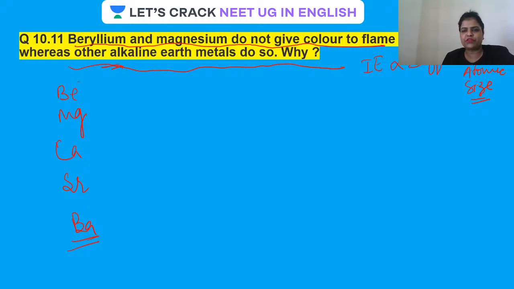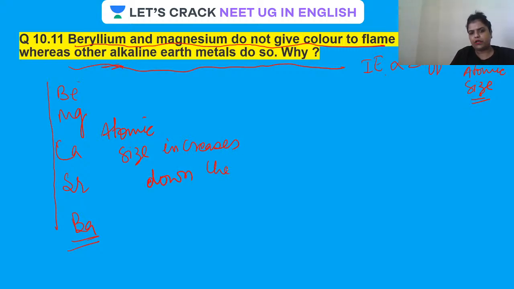Come on, guys, all your eyes on the screen. Ionization energy is directly proportional to Z effective, which is further inversely proportional to atomic size. And you guys know very well that as we move down the group, atomic size increases down the group, which is inversely proportional to ionization energy. So ionization energy decreases down the group, guys.